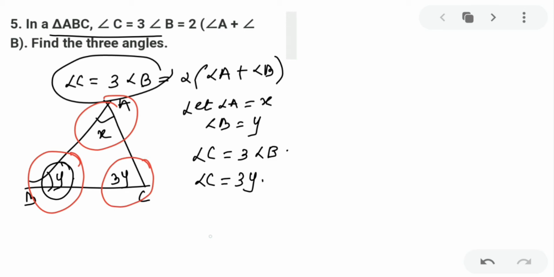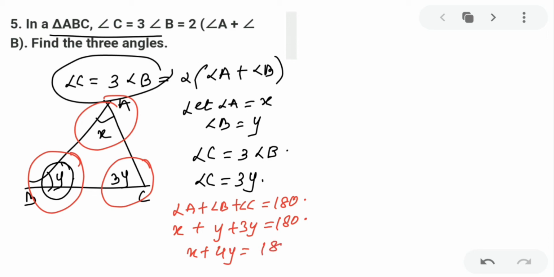And you know that the addition of three angles in any triangle is equal to 180. Therefore, angle A plus angle B plus angle C is equal to 180. Hence, you can write x plus y plus 3y is equal to 180. You will get x plus 4y is equal to 180. You can put it as equation number 1.